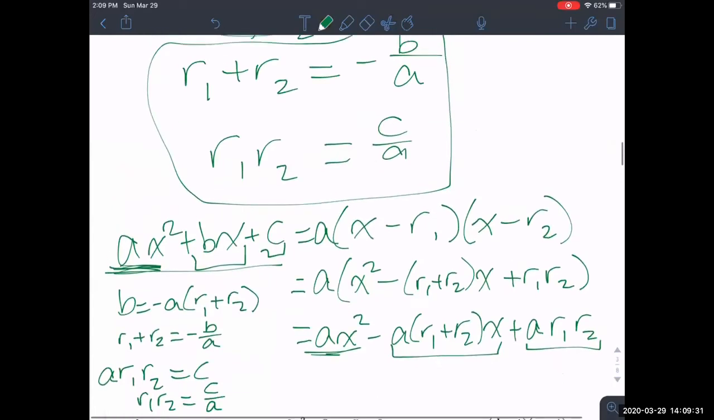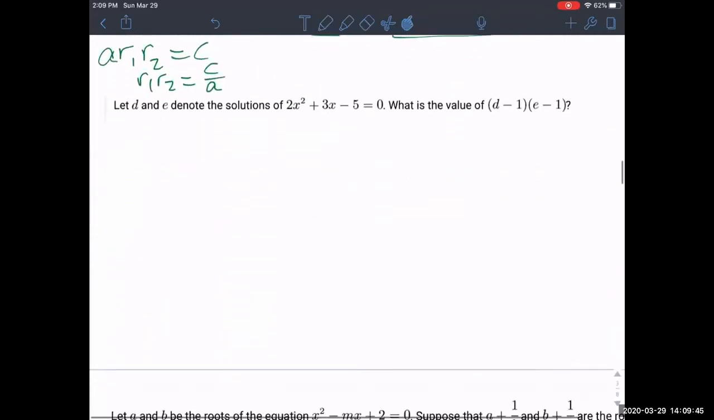Nice. So that's our proof for the quadratic form of Vieta's formulas, and we'll see later on how Vieta's can be applicable to even higher polynomials. But first, let's go ahead and utilize this to solve a couple of questions.